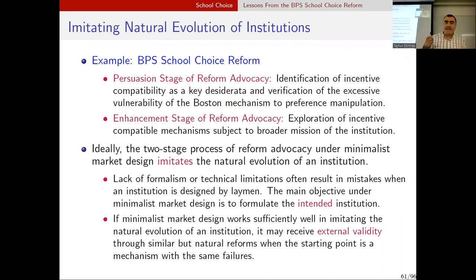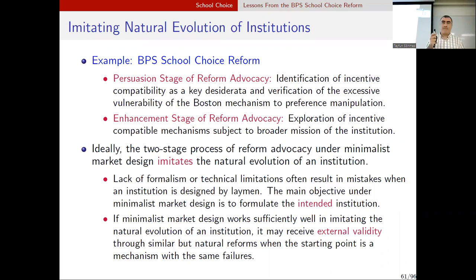Now, ideally, the two-stage process of reform advocacy under minimalist market design imitates the natural evolution of an institution. Lack of formalism or technical limitations often result in mistakes when an institution is designed by laymen. The main objective under minimalist market design is to formulate the intended institution. And I know that this idea works because it received external validity in the following way.